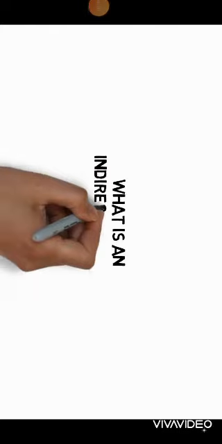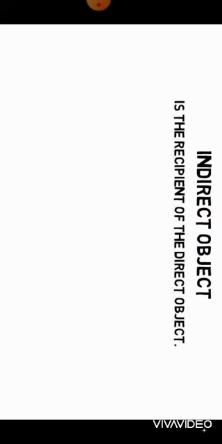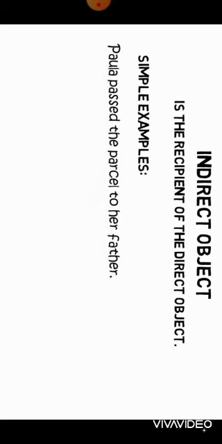In this video, we'll look at what we mean by the term indirect object. So, what is an indirect object? Well, the indirect object is the recipient of the direct object, and we'll talk about that as well in this video. Here's a simple example. Paula passed the parcel to her father. So, you find the direct object by finding the verb and asking what. That gives you the parcel. And then you ask, who was it for? To whom or for whom? So, we've got Paula passed the direct object to her father, the indirect object.